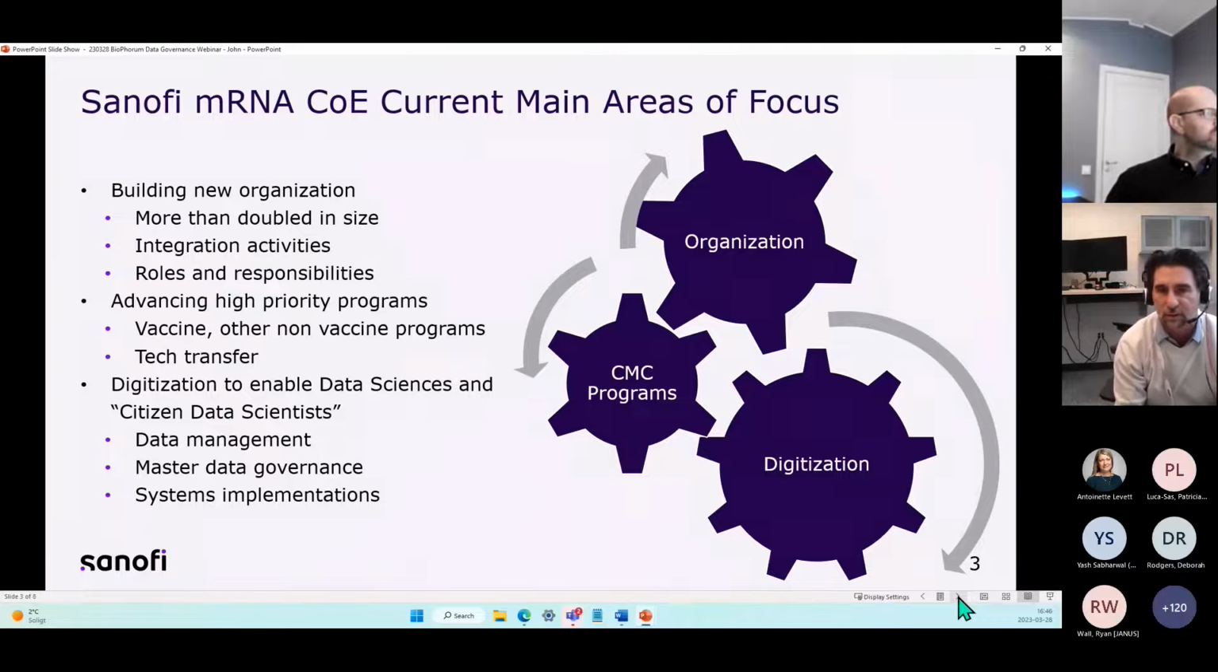digitization, really to enable our data sciences organization here, and also what we call citizen data scientists, where it's really anybody who needs to use data will be able to have this data available to make these data decisions. So with that, we have tons of initiatives, especially around data management, master data governance, and deploying different systems. We're in the midst of deploying a new electronic notebook system in Waltham, and also an ERP system in Waltham as well. So we're very busy.